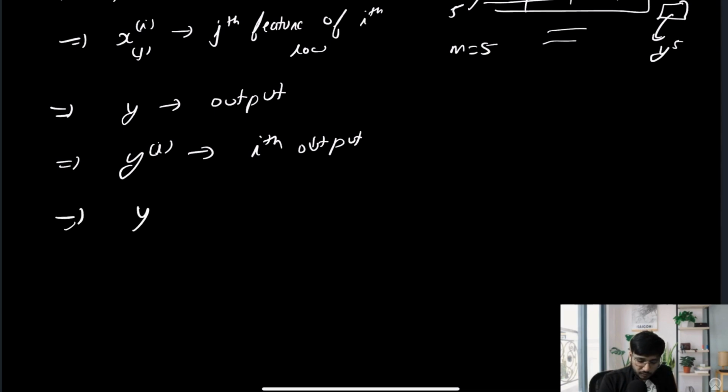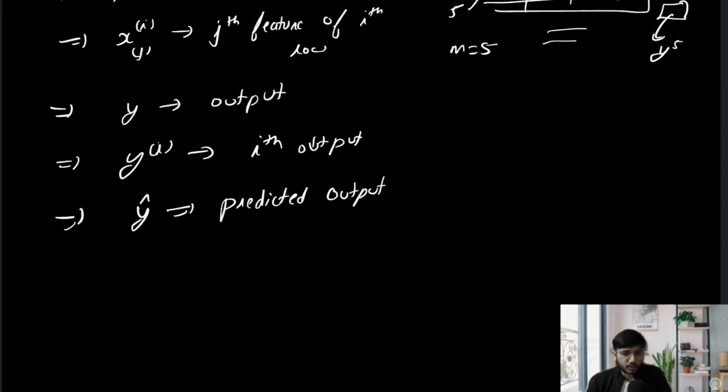And then we have y cap. This is the predicted output, basically what your model predicted. Your model will not predict the actual values, right? It will have some kind of error, something would be there, right?